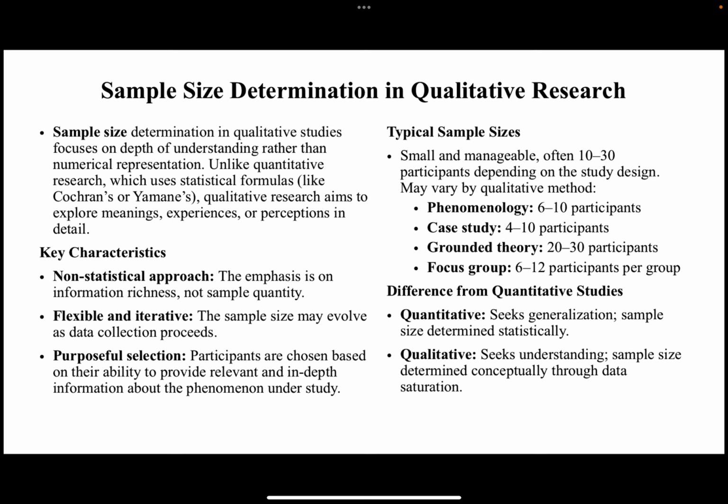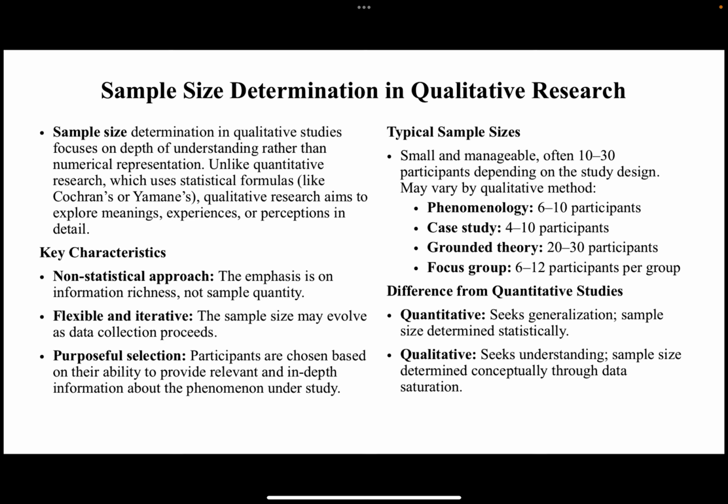Now, what are the key characteristics? It is non-statistical, it's flexible and evolving, it uses purposive sampling, and it focuses on information richness. These are the key characteristics of qualitative research: non-statistical, flexible and evolving, purposive sampling, and information richness.